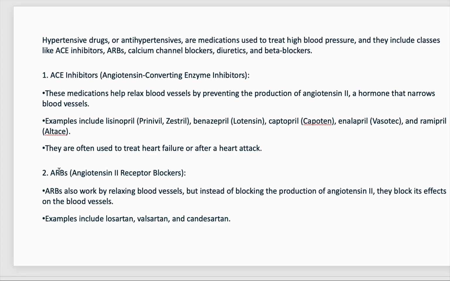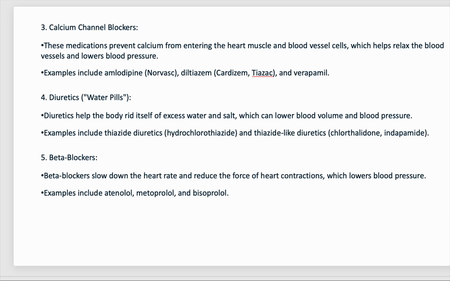The second class is angiotensin 2 receptor blocker. They also work by relaxing blood vessels, but instead of blocking the production of angiotensin 2, they block its effects on the blood vessel. The third class is calcium channel blocker. These medications prevent calcium from entering heart muscles and blood vessels, which helps relax the blood vessels and lowers the blood pressure. The example you can see here.